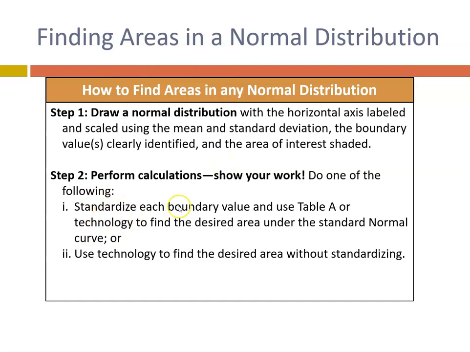First, you either need to standardize the boundary value by finding the z-score, and then use either table A or technology to find the area under the curve. Or if you want to skip that step, you can just use technology to find the desired area without standardizing first. And then finally, just make sure you answer the question that was asked. A good sentence here is helpful.